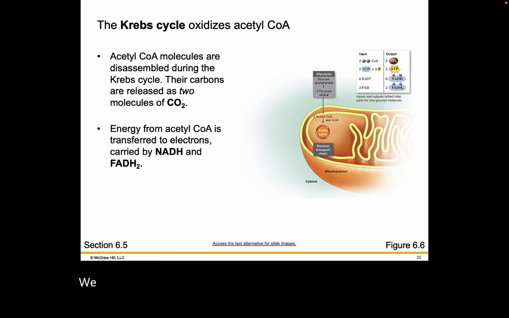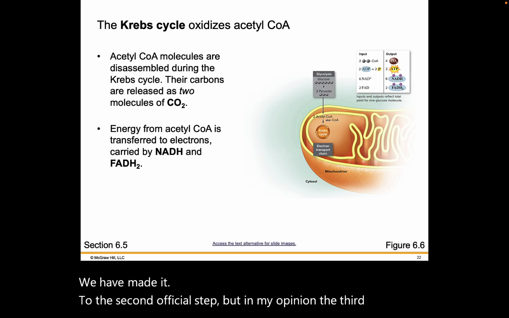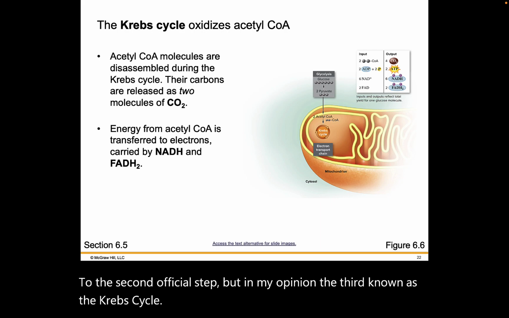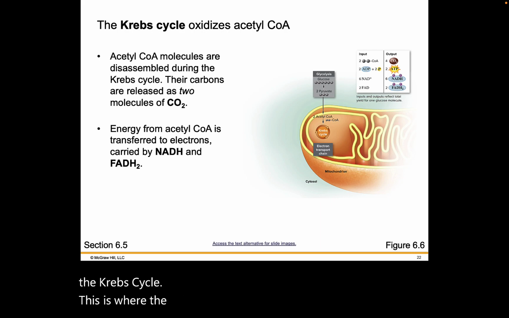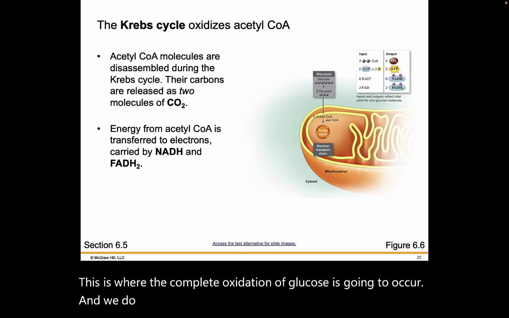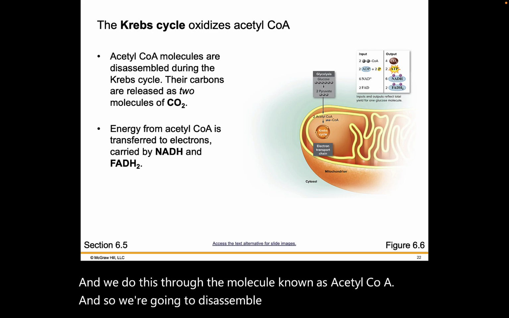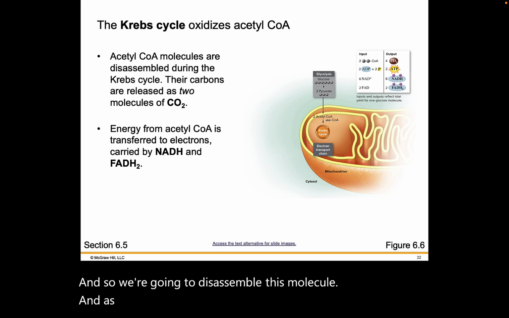We have made it to the second official step, but in my opinion, the third, known as the Krebs cycle. This is where the complete oxidation of glucose is going to occur. And we do this through the molecule known as acetyl-CoA. And so we're going to disassemble this molecule. And as a product of that, we're going to release the waste product known as carbon dioxide.